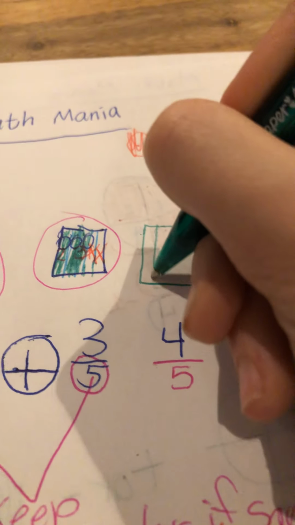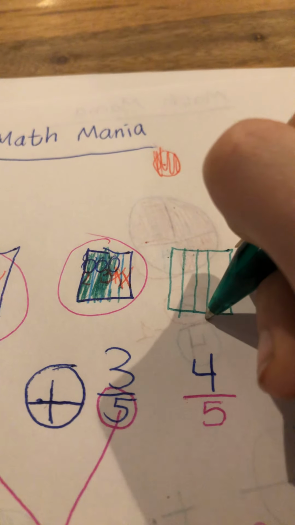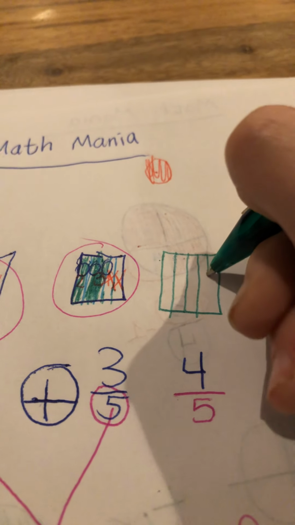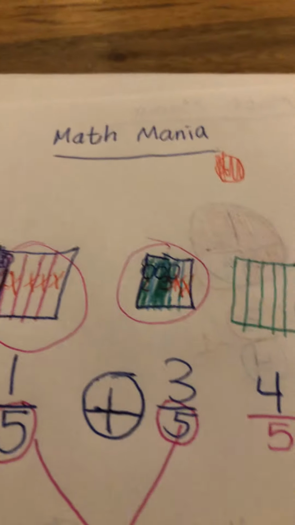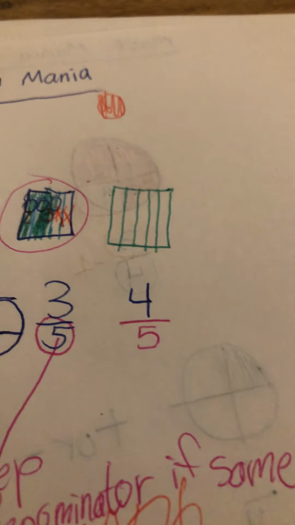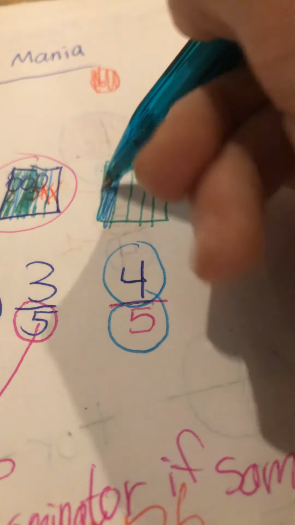Okay, so 1, 2, 3, 4. Okay, so we have 4 out of 5 over here. And let's shade in. This 4 means shade in 4 out of the 5 sections. 1, let's do one in each different color so it looks pretty.